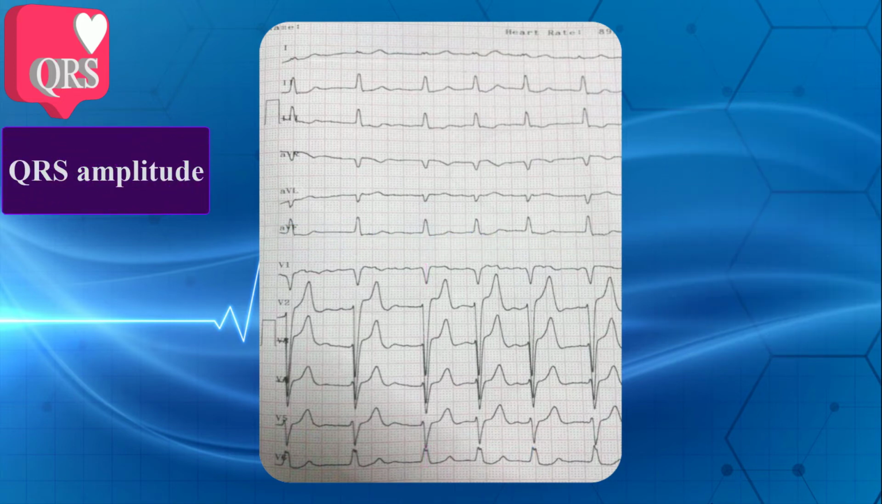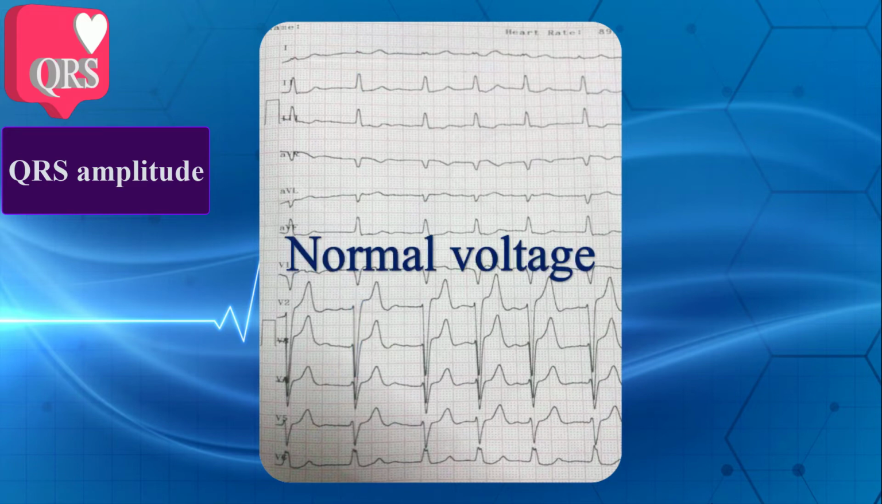2. QRS amplitude. QRS amplitude is more than 5 mm in limb leads, and more than 10 mm in precordial leads. So, it is not low voltage. None of criteria of ventricular hypertrophy is present as well. Therefore, QRS complexes have normal voltage.